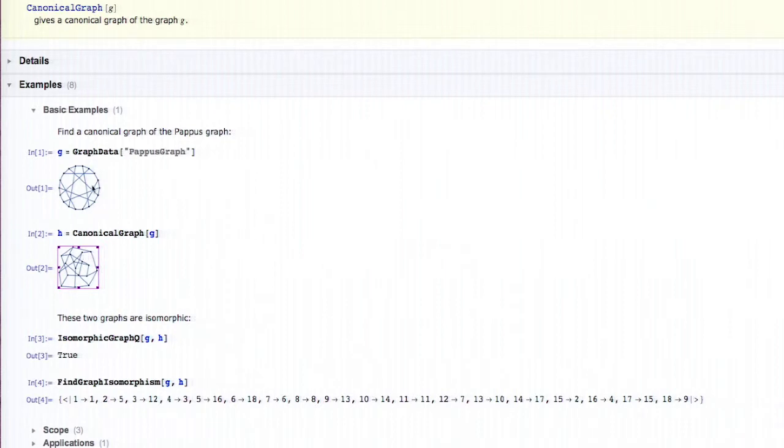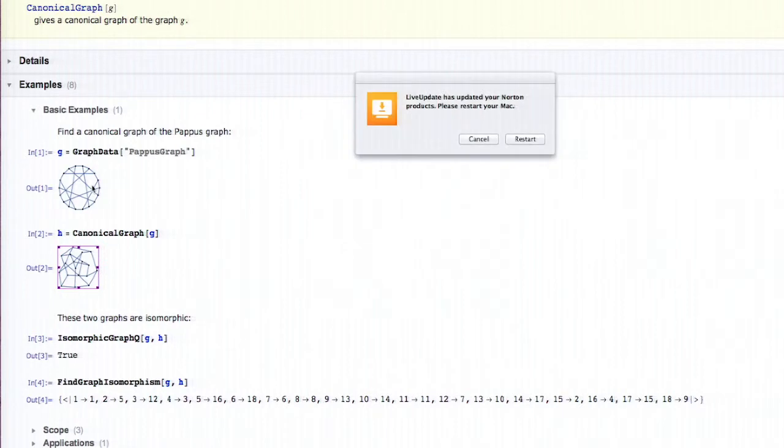And one advantage, especially if you do bioinformatics, is when you have 10,000 molecules and you want to analyze them, usually what you do is you compute the canonical graph.